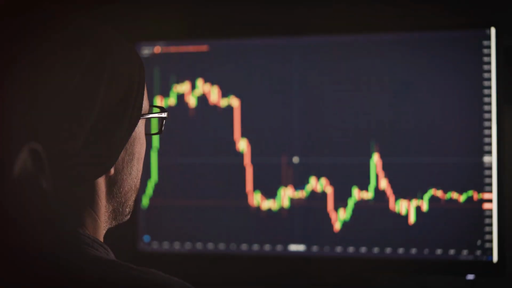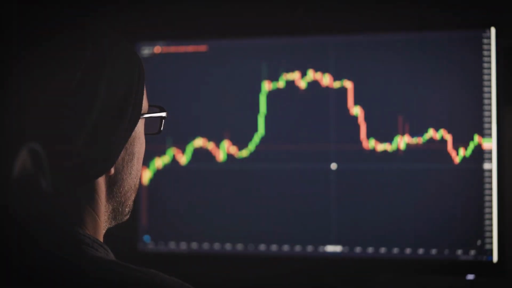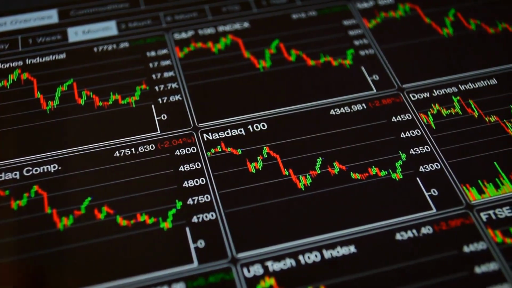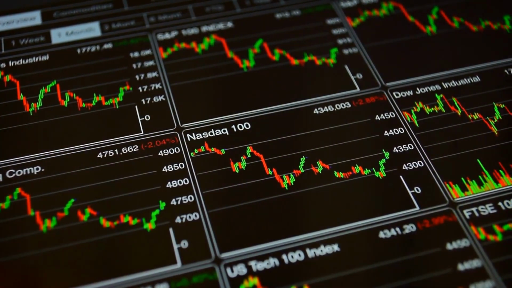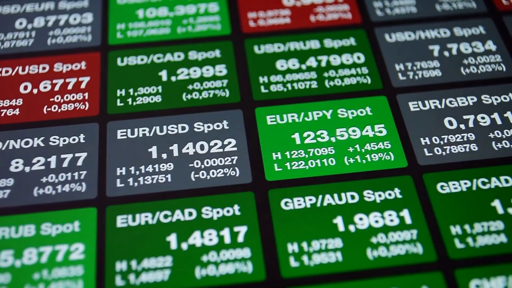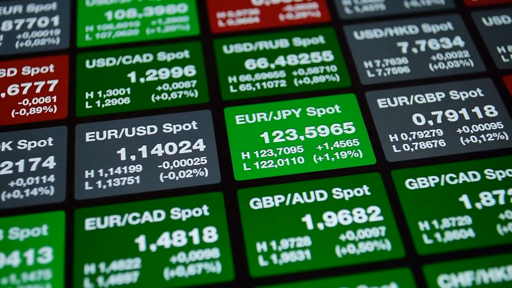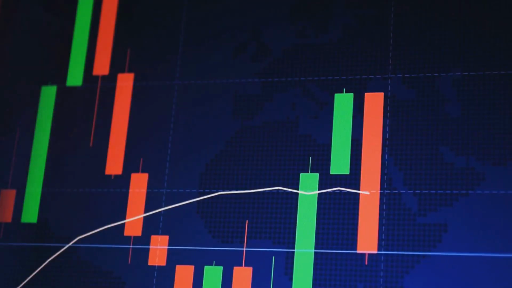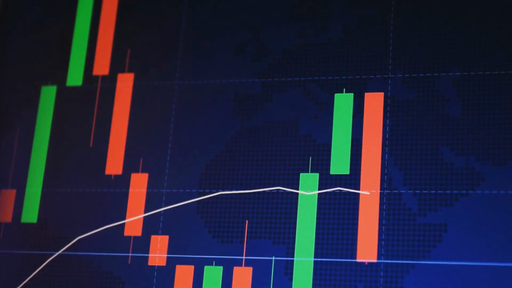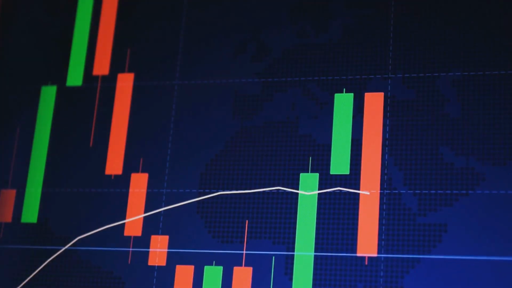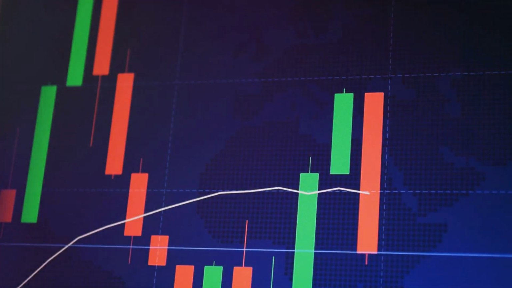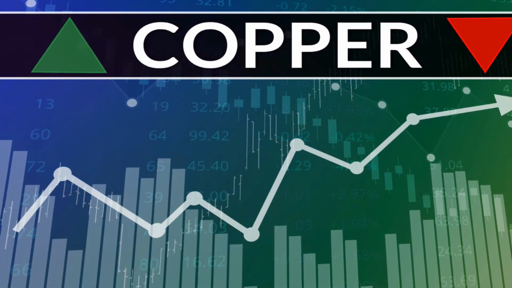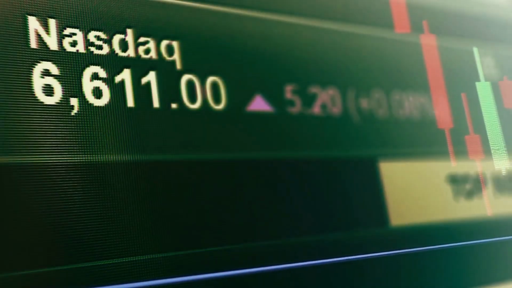The key is to identify periods of predictable volatility. For example, you might find that the market tends to be more volatile in the hour after a major economic news release. Or you might notice that certain currency pairs tend to move more than others during certain times of the day. By understanding these patterns, you can time your trades to take advantage of the volatility and maximize your profits. But remember, even when the market is volatile, it's important to stay disciplined and stick to your trading plan.